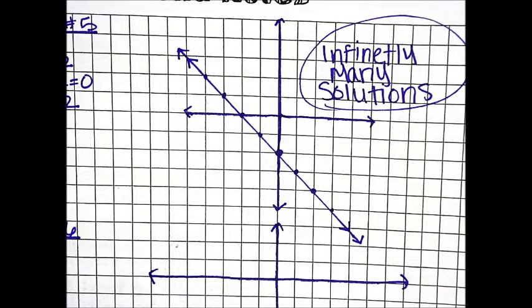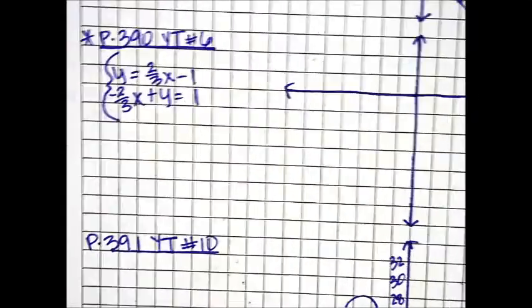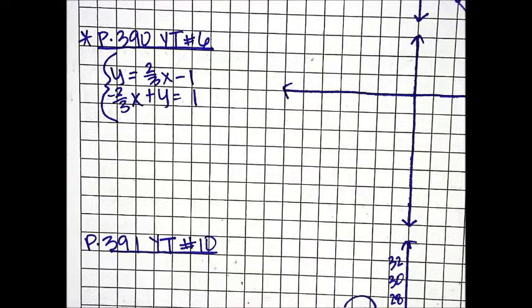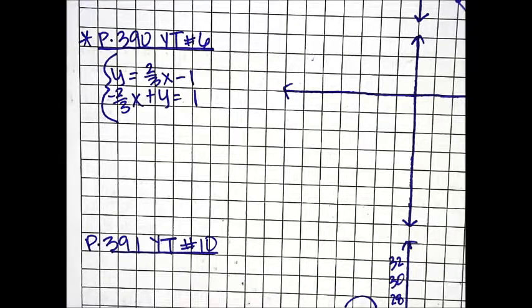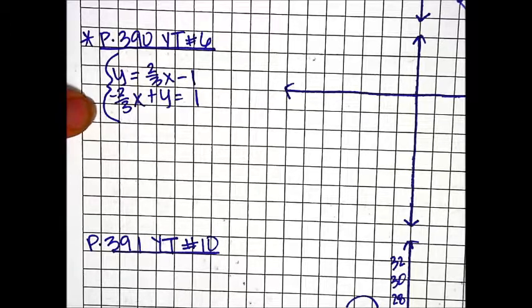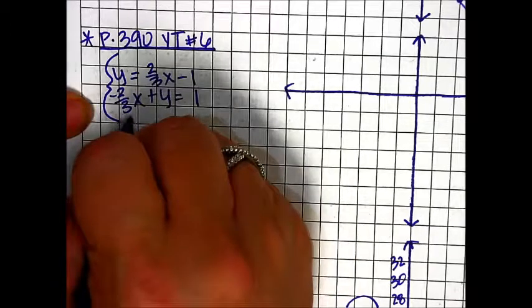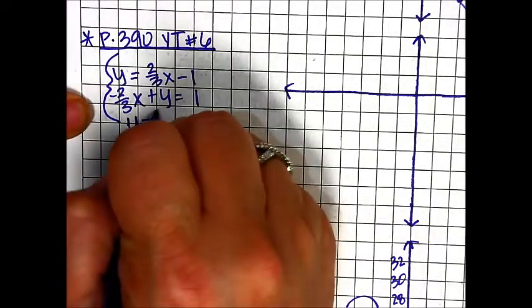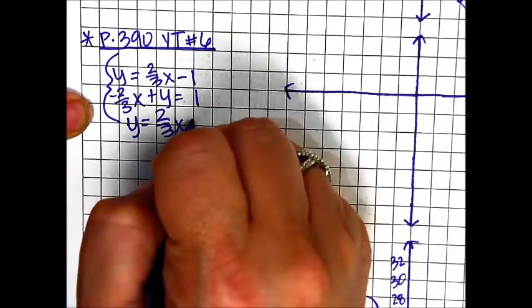Infinitely many solutions. Okay, the next example I have for you is also on page 390. It's your turn number 6. And again, the first equation is already in slope-intercept form, so we're going to solve the second one by adding 2/3 x to both sides. So this becomes y equals 2/3 x plus 1.